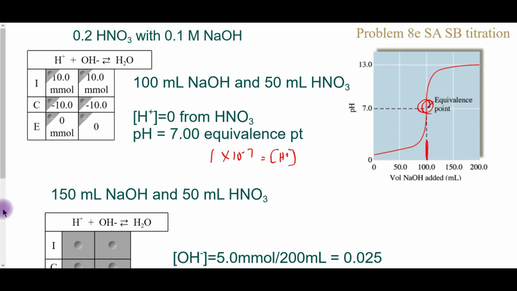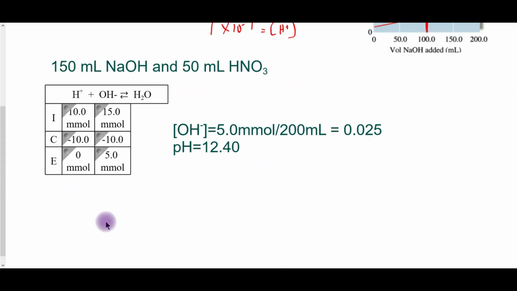What happens once we pass the equivalence point? Now there's more hydroxide ion, and always remembering to subtract the smaller of the two values, we end up with 5 millimoles of hydroxide left. Dividing that by the total gives us a value of 0.25 molar. Remember that this is hydroxide, so you're going to find the pOH and then take 14 minus the pOH to come up with a pH of 12.40.